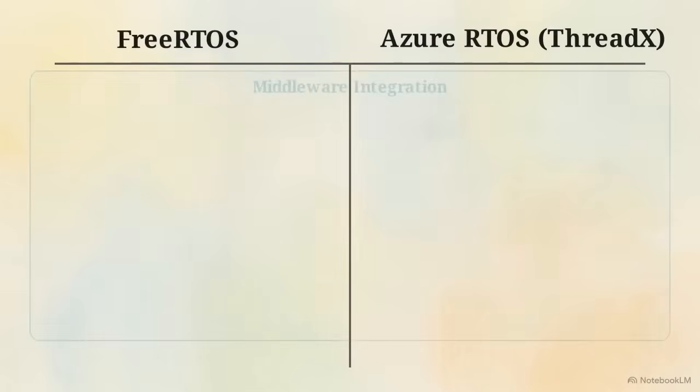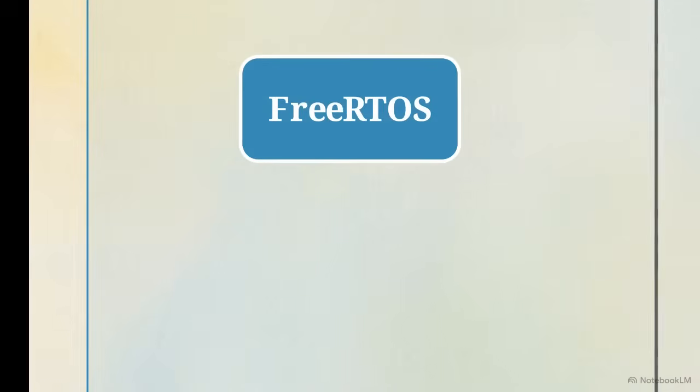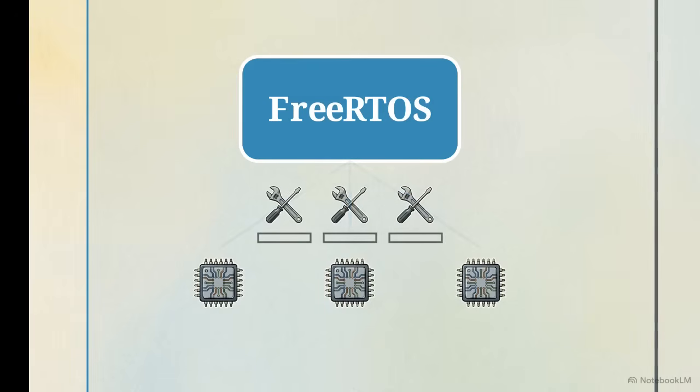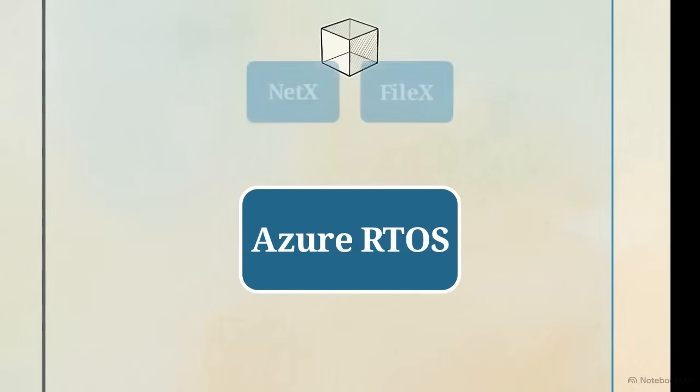Returning to our matrix, the second bucket is ecosystem and middleware. This covers what happens when your core OS needs to talk to the outside world, requiring a network stack or a file system. FreeRTOS offers ultimate flexibility. You can stay completely cloud neutral and architecture agnostic, moving between different hardware with relative ease. The catch is that batteries are not included. Your engineering team must manually source, integrate, and test third-party TCP/IP stacks and file systems on their own.